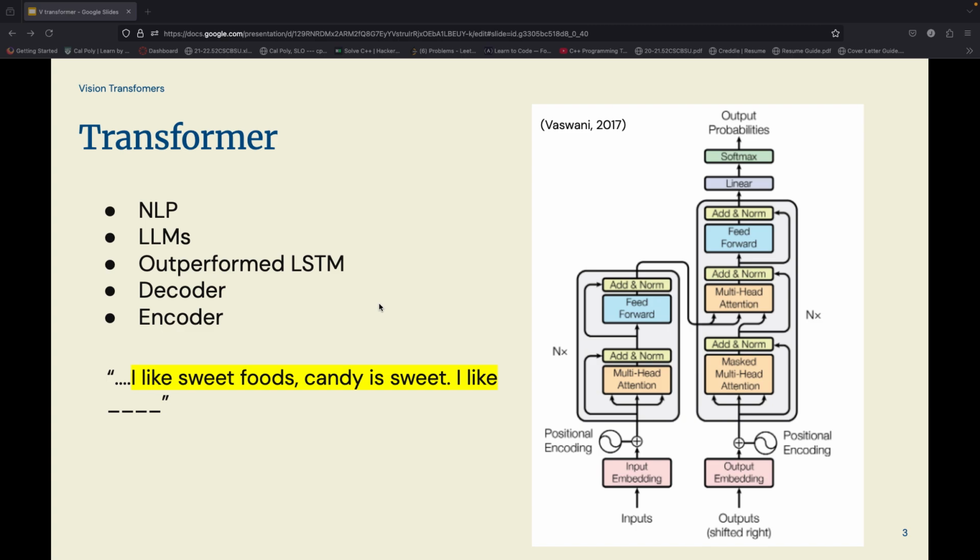If we feed the encoder something about me in English, and we send in this sentence, I like sweet foods, candy is sweet, the encoder is able to interpret that I like candy. We'll only be talking about the use of the encoder block in computer vision transformers.